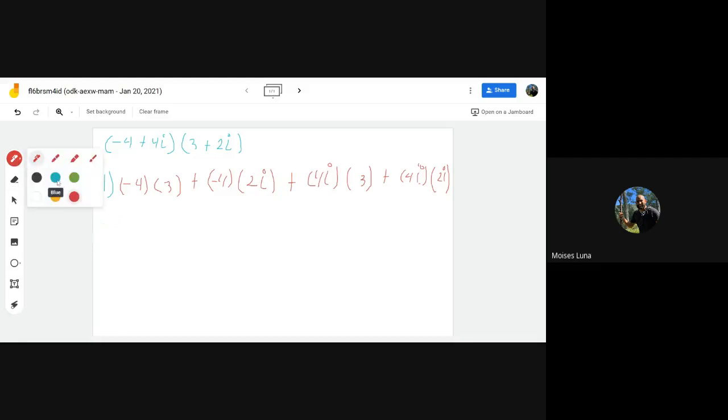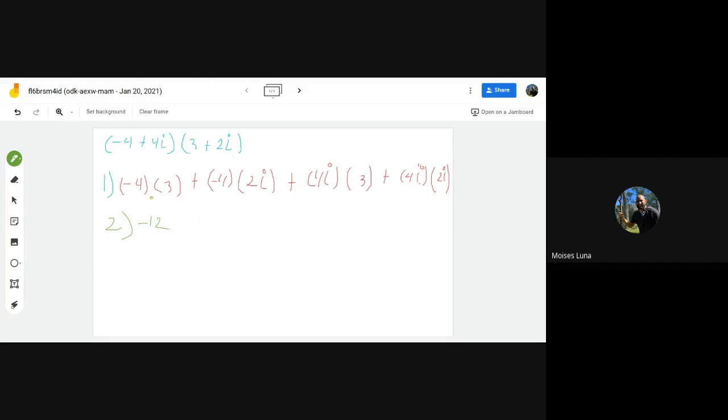Step number two is to simplify them. So now you just need to remember arithmetic, like signs, okay? So a negative sign times a positive sign. And remember, whenever you see a number without a sign, it has a positive sign. So negative times positive equals negative. So -4 times 3 equals -12.